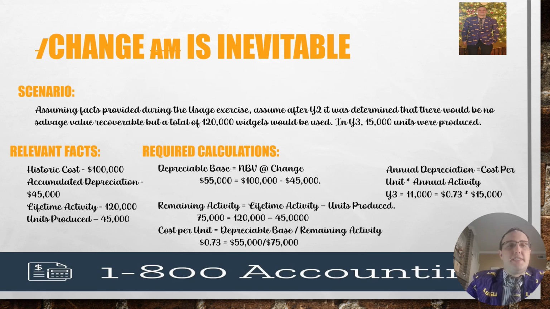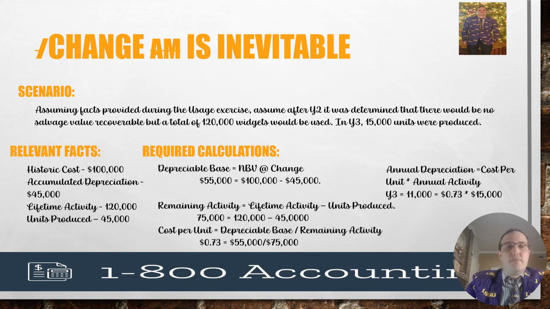So again, we can change salvage value, we can change the base, whatever the change is, we're not going to change past information. So the accumulated depreciation is going to be the same in year 1 and year 2 based off of our last calculation. So the last calculation gave us a total accumulated depreciation of 45,000, and we produced already 45,000 units.